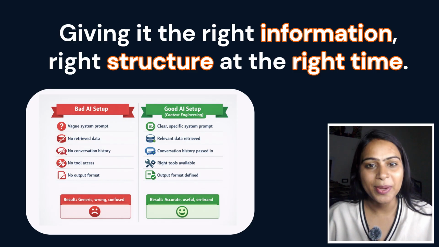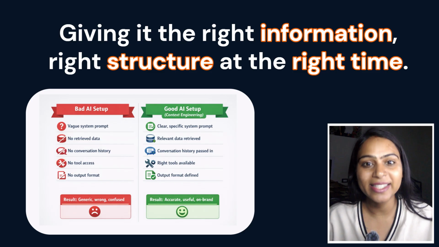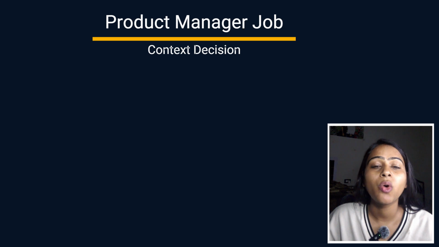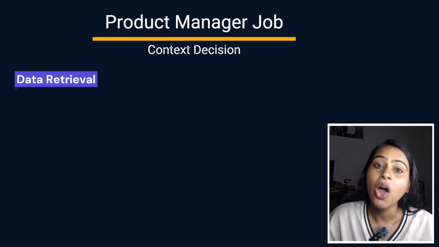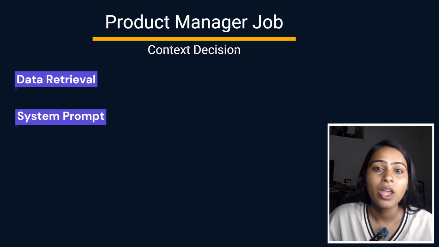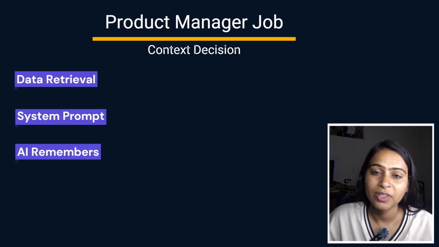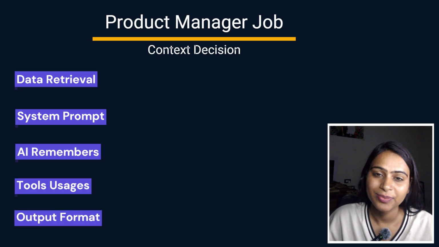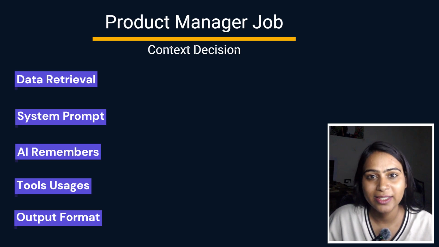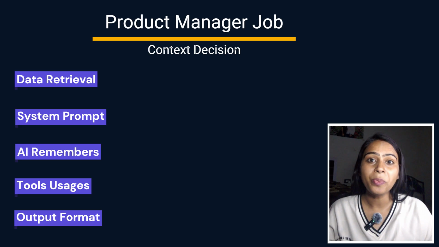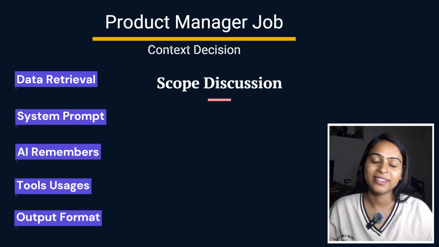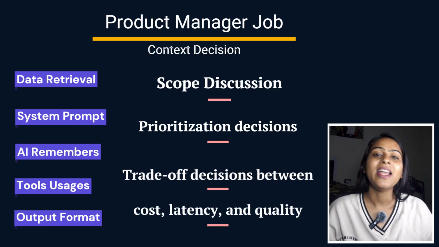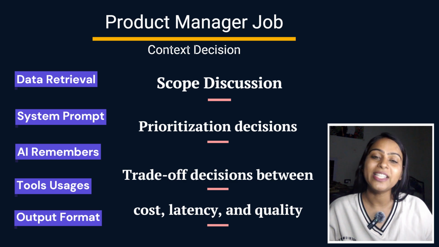This is the difference between a demo that works and a product that scales. As a PM, this is your job. You decide what data gets retrieved, what goes in the system prompt, what the AI remembers, what tools it can use, and what output format is required. These are all context decisions. Those are scope discussions, prioritization discussions, trade-off discussions between cost, latency, and quality. This is PM work, not just engineering work.